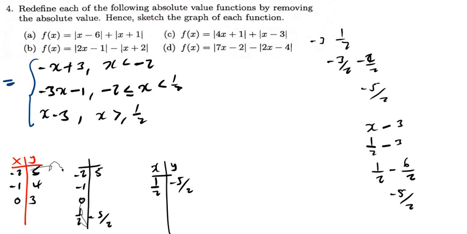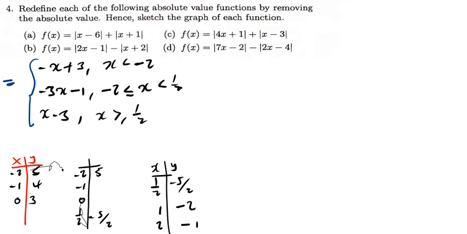Then I need to have another coordinate. Let's just get 1. If I put 1 minus 3, this is going to be negative 2. If I want, I can put 2. 2 minus 3, neg 1. Yeah, neg 1. So from here now I can sketch according to what I have here. I can now have my graph.